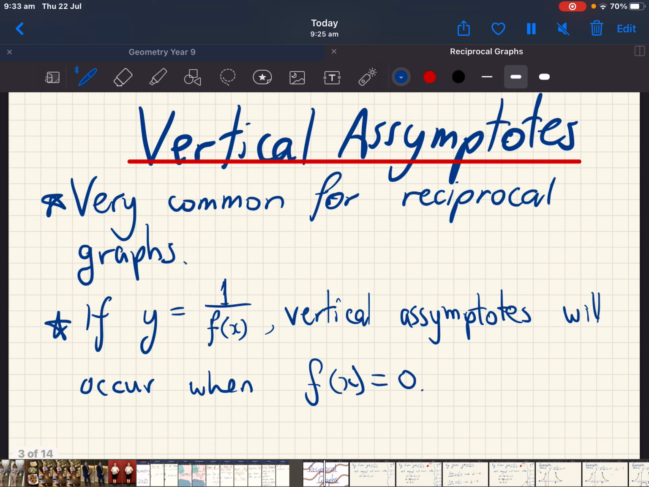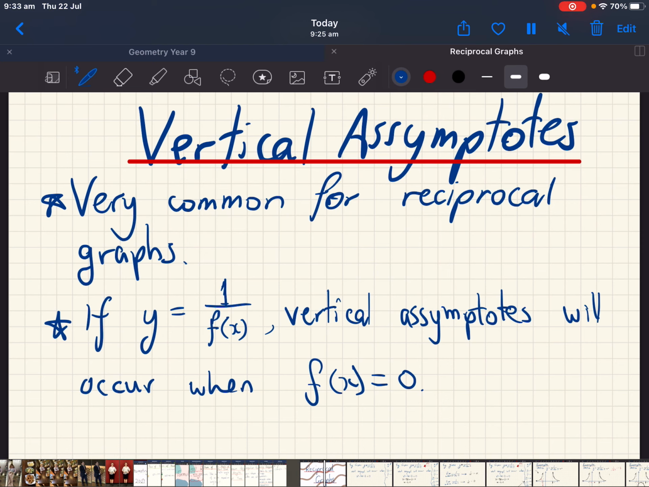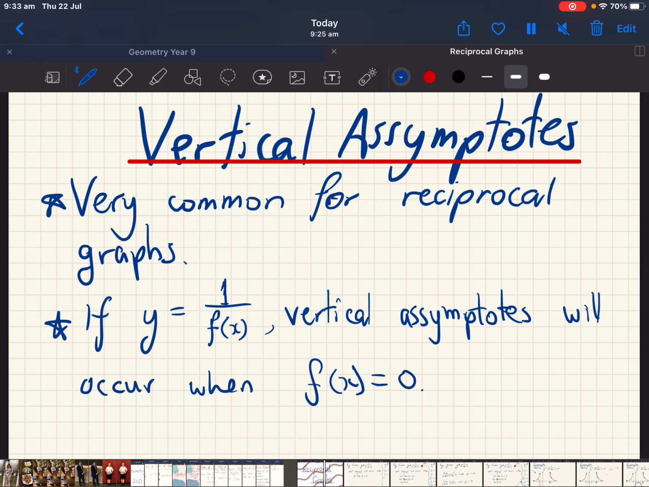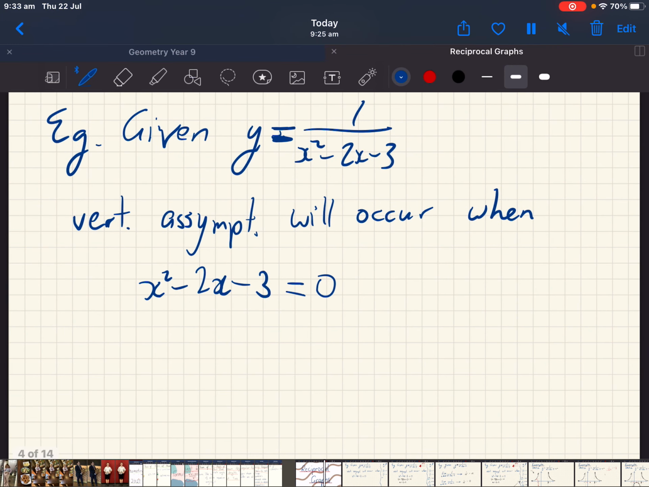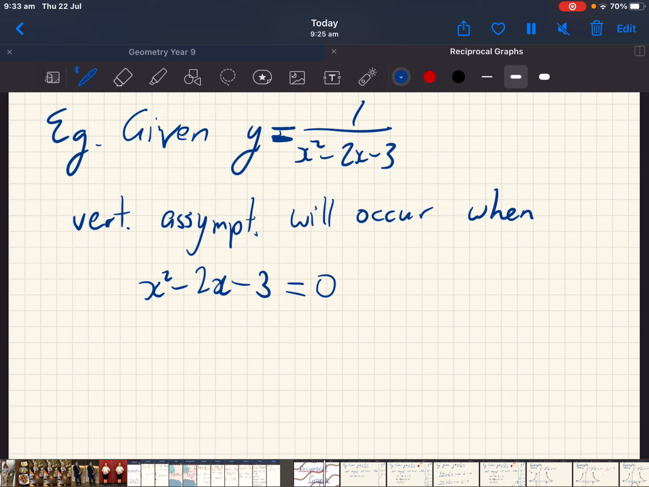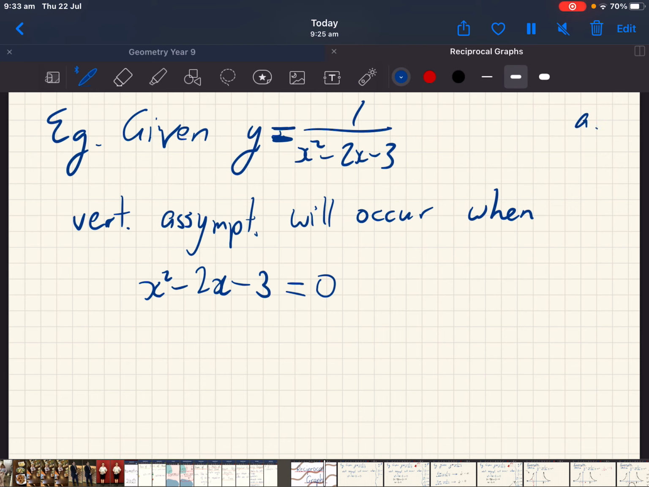Okay, so whenever you're dealing with reciprocal graphs, vertical asymptotes are super common. They come up a lot. You can't have 0 on the denominator. Every time you do, you end up with a vertical asymptote. So for 1 over f of x, to find your vertical asymptotes, you're just going to be solving the equation. And here's an example. If you're trying to find the vertical asymptotes of this graph, you would just take the denominator, x squared minus 2x minus 3, let it equal 0, and solve that equation. It's a quadratic. You guys have done exercise 1C before.